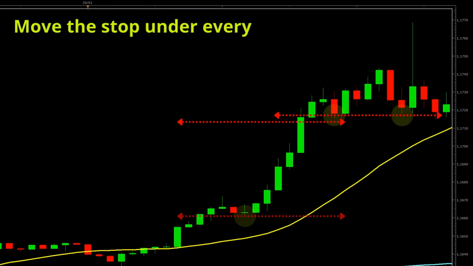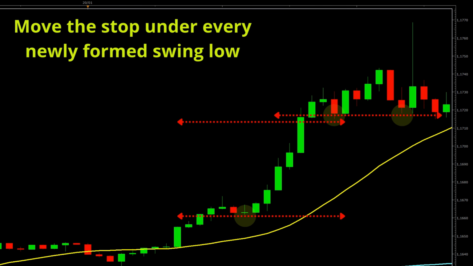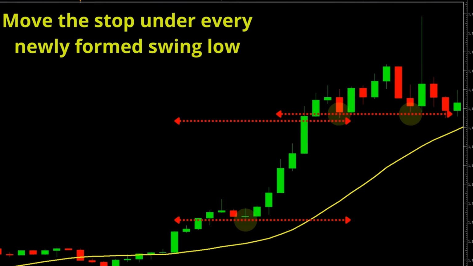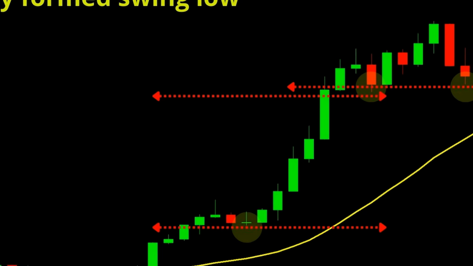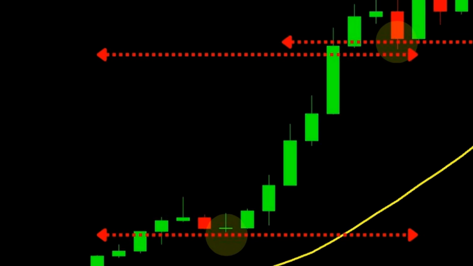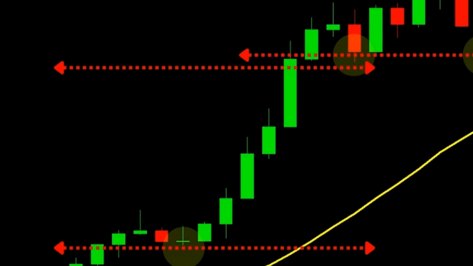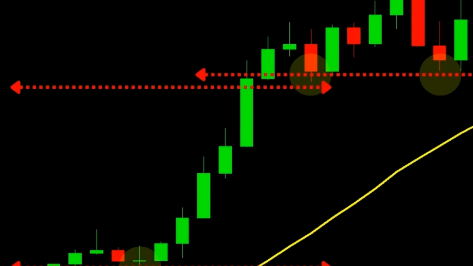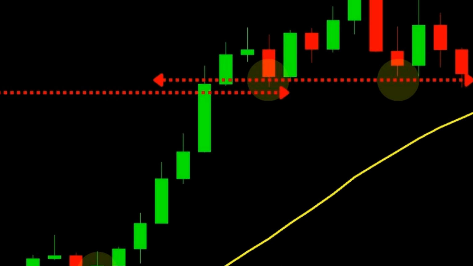As the trend accelerates, we activate our trailing stop management. Each time the price creates a new swing low, we lock in more profit by moving our stop loss up. This is the best way to capture the meat of the move while protecting your earned gains.